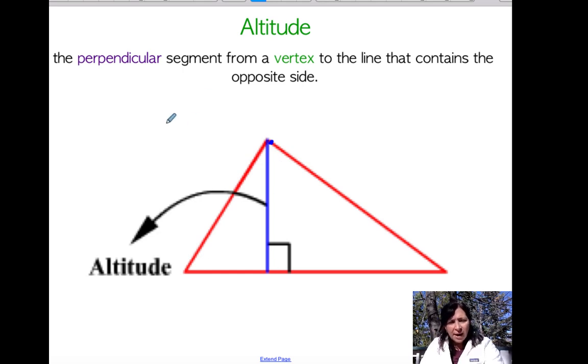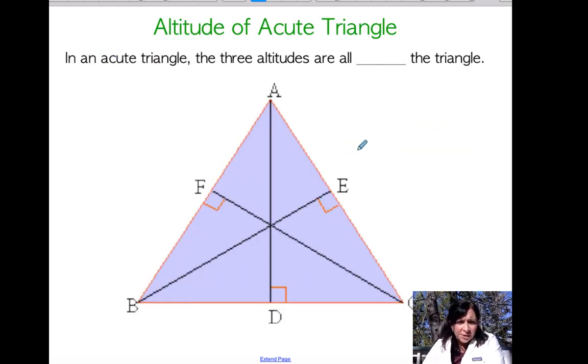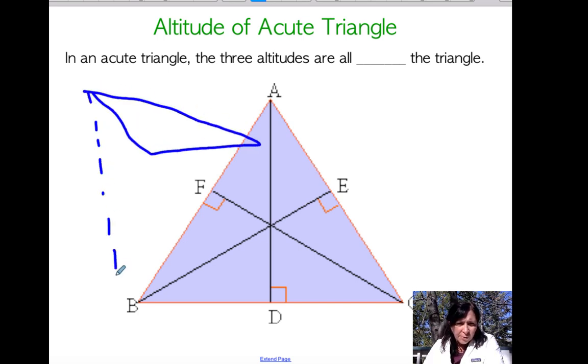Now, that does not have to be inside the triangle. Like I said before, you could have a triangle that looks like this, and then your altitude is actually outside of the triangle. So keep that in mind. These 3 altitudes are all inside of the triangle, but they're not always. Because if I had done this, and I had done my 3 altitudes this way, there's 1 altitude, right? I'm going to extend my line. There's 1.